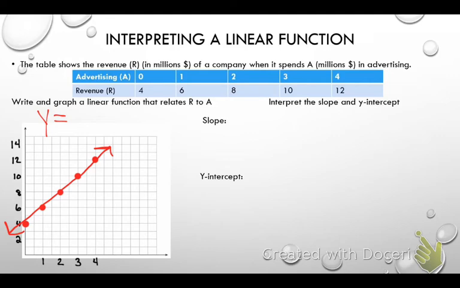Write the function, okay? So that part, we had a lot of people missing on the quiz. I need to figure out what the slope is. Caleb? It's 2 over 1. 2 over 1, or just 2x.